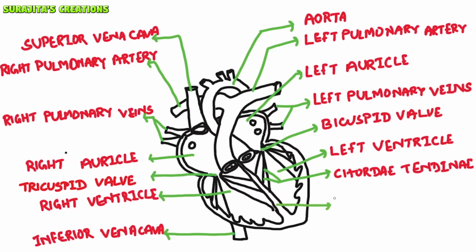This is the partition wall between the 2 ventricles. Label it as interventricular septum. Hope now you can draw the diagram of the internal structure of the heart easily.